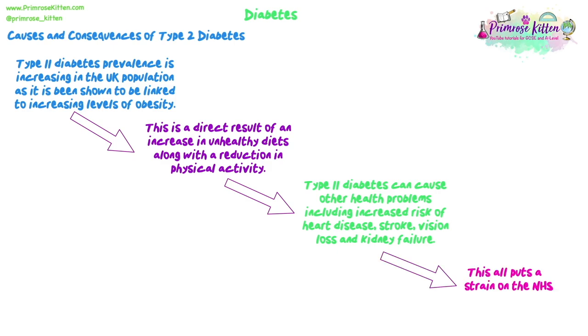Type 2 diabetes is a serious health problem. It can cause other risks such as heart disease, stroke, vision loss, and kidney failure, because all of these extra organs are having to work twice as hard. All of this, type 2 diabetes itself and all of the associated health risks, put strain on the NHS. So health advisors would like to try and get to the root cause and increase awareness about obesity and its impact on increasing type 2 diabetes and other health issues. Trying to reduce obesity will help reduce all of these problems.